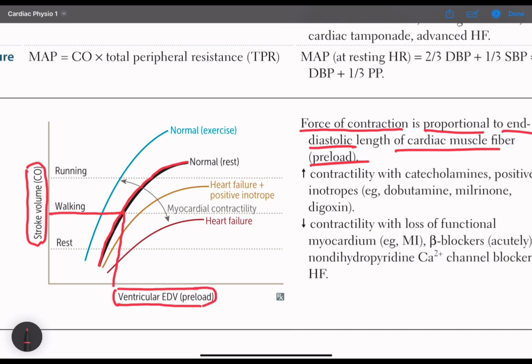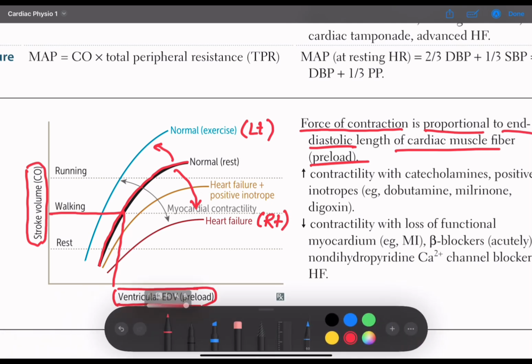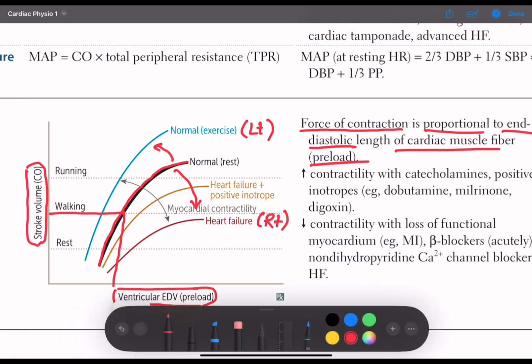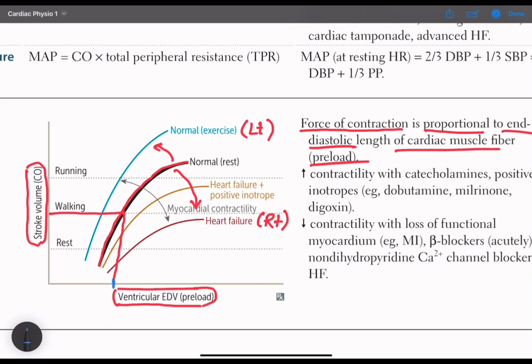Now there are shifts in this curve. This is known as left shift and this is known as right shift. What does left shift mean? Left shift means that for a given end diastolic volume or preload, the heart generates greater stroke volume. If you look at the left shift, the blue curve, for a given end diastolic volume the heart generates greater stroke volume.